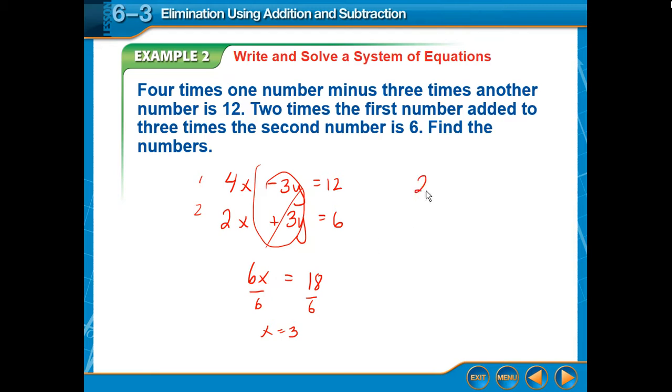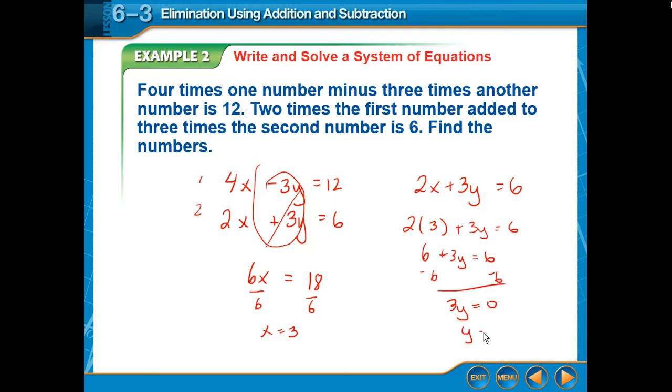This time I'll use equation 2, but it really does not matter which one you use. So I'm going to put in the value that I got for x. So we have 2 times 3 plus 3y equals 6, and solve for y. So I get 6 plus 3y equals 6. Subtract 6 from both sides, you get 3y equals 0. If you divide both sides by 3, you still have 0. So the solution to this one is (3, 0).